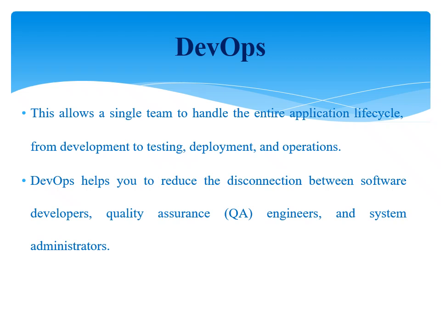testing, deployment, and operations. DevOps helps you to reduce the disconnection between the software developers, quality assurance engineers, and system administrators. In DevOps, all the departments are working simultaneously. Once the work is completed, immediately the next person will start working on that process so that time will be reduced, and also all these employees are interconnected.